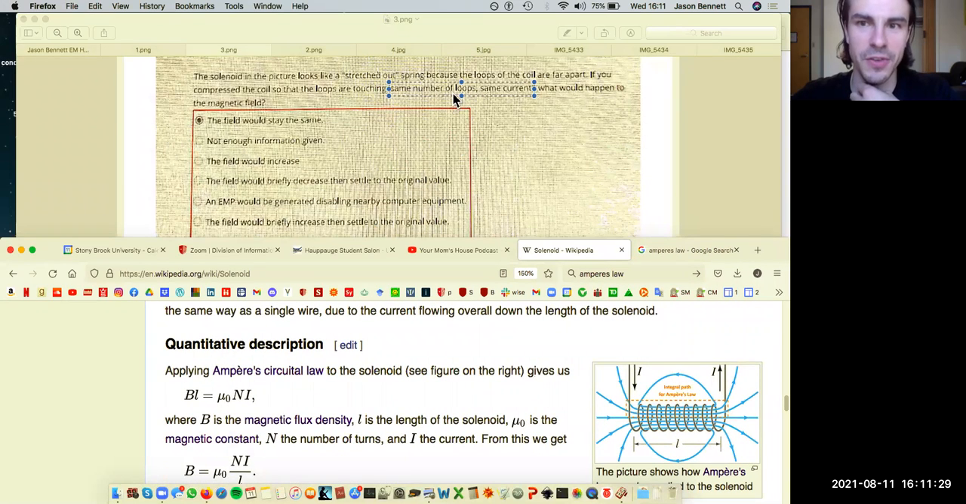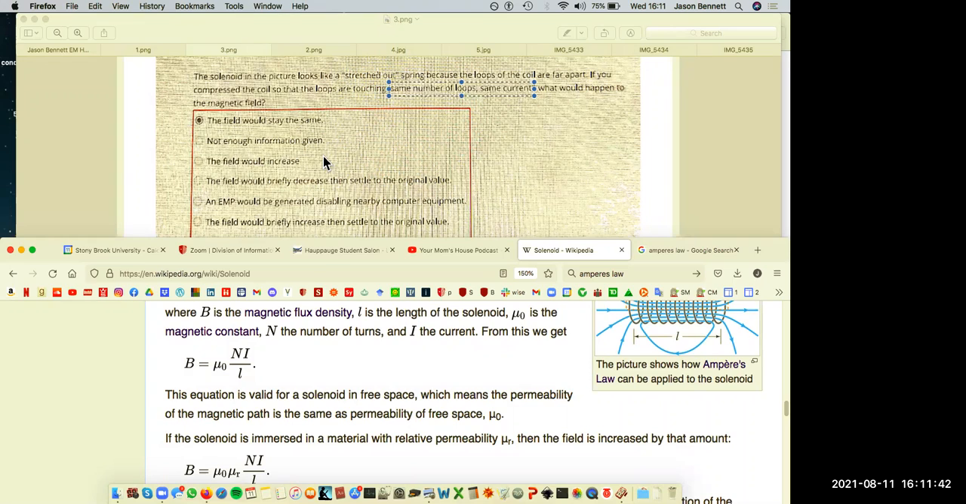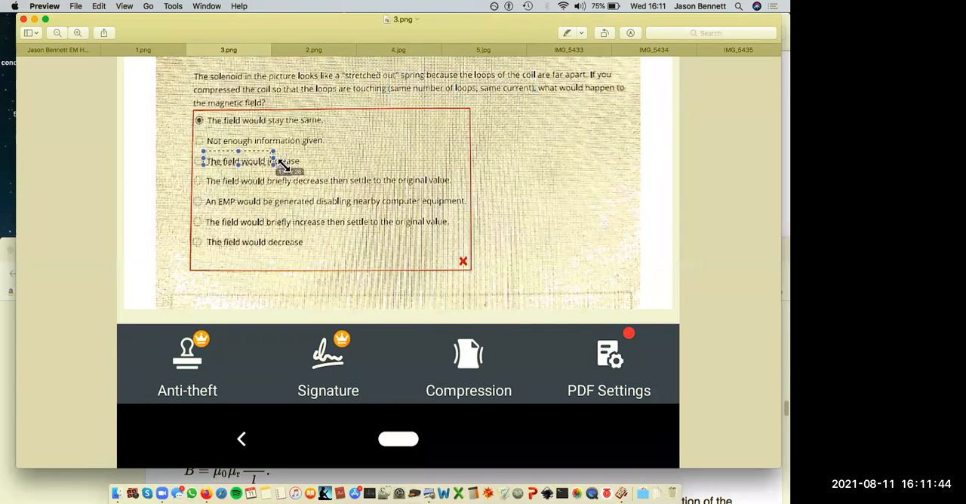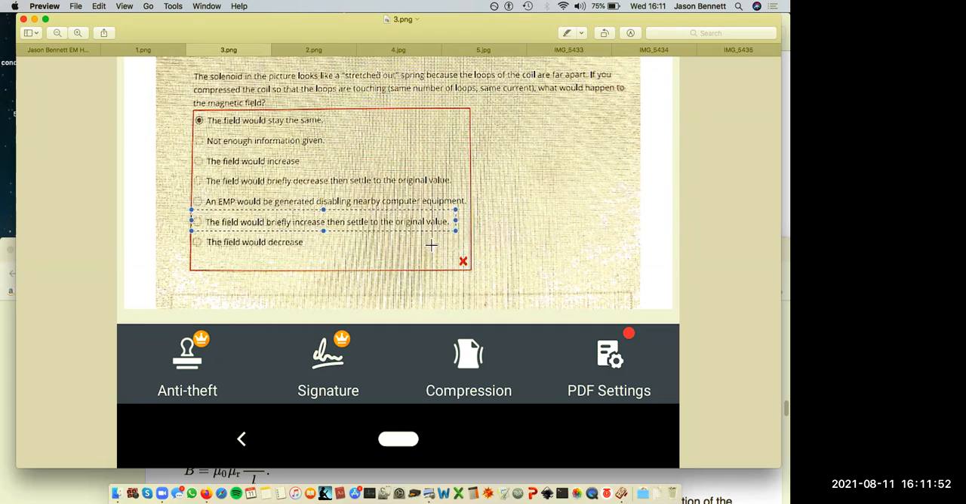I just assumed that little n in that equation I knew forever was the number of loops, but that's a ratio. It's n over L. So the answer would be the field would increase, or the answer would be the field would briefly increase to settle to the original value. Yeah, I don't know anything about that. I don't think that makes sense, right? Yeah, it doesn't make sense.